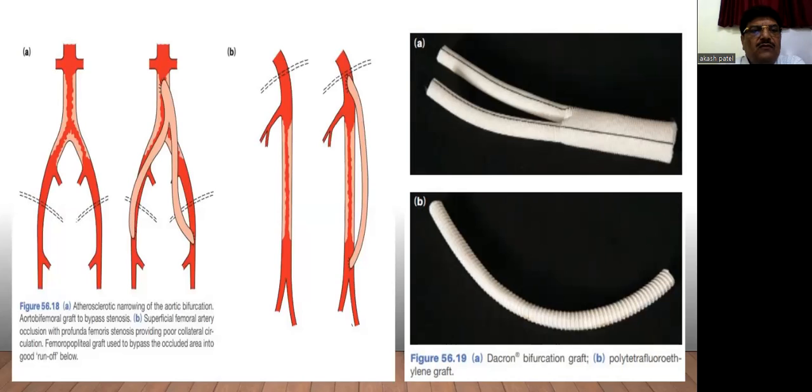So this is the picture of aortobifemoral, and that is the picture of femoropopliteal.